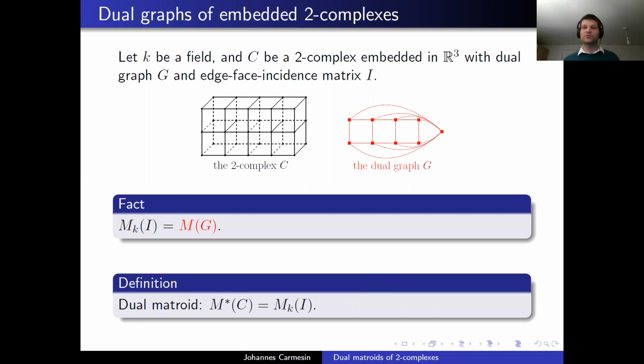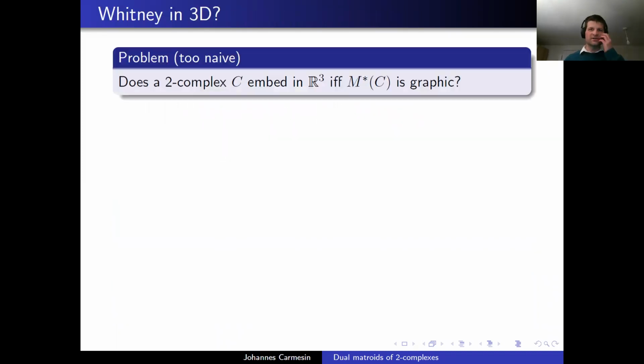Okay, so now 2 complexes have dual matroids, so it's very natural to ask: do we get a Whitney theorem? Probably the first thing you would try is, just like for graphs, that a 2 complex embeds in R^3 if and only if this dual matroid is planar. Sorry, it's graphic. Just like Whitney's theorem. Unfortunately, this is not true.